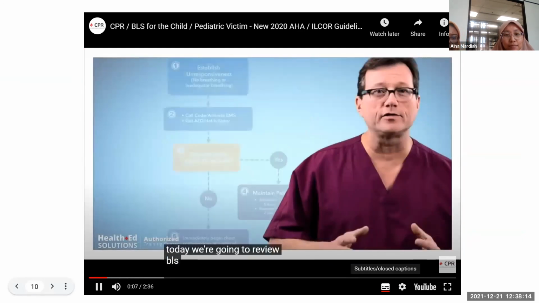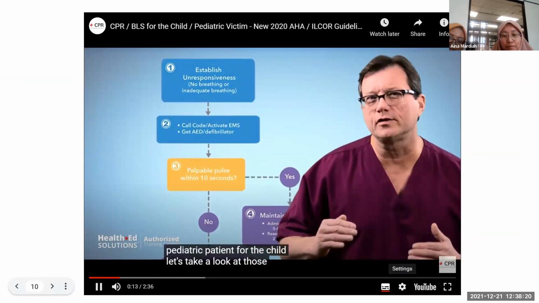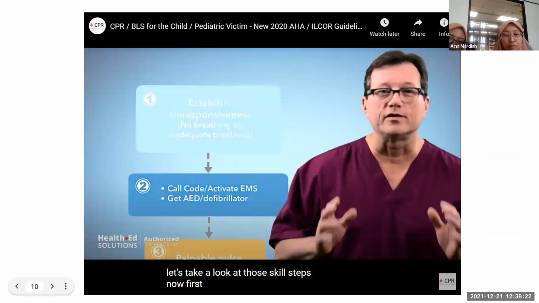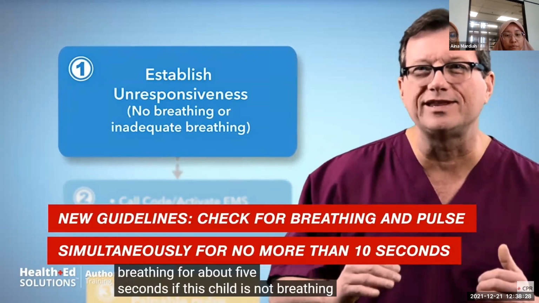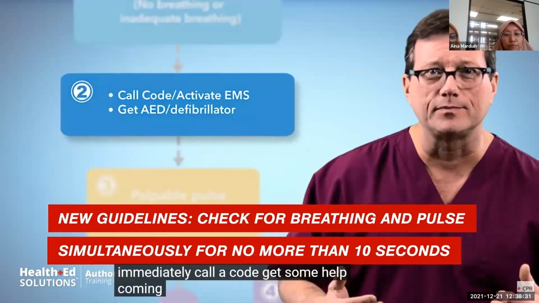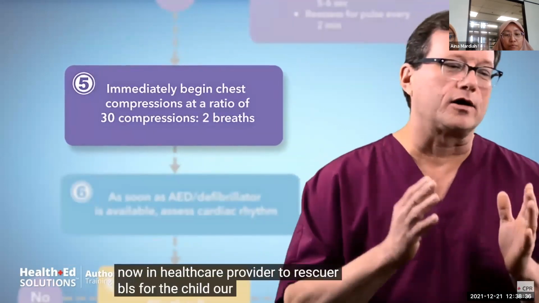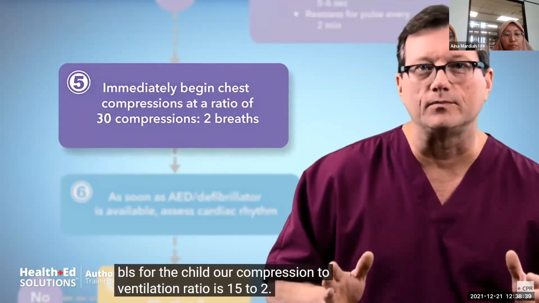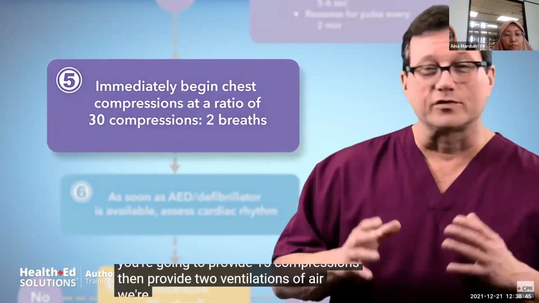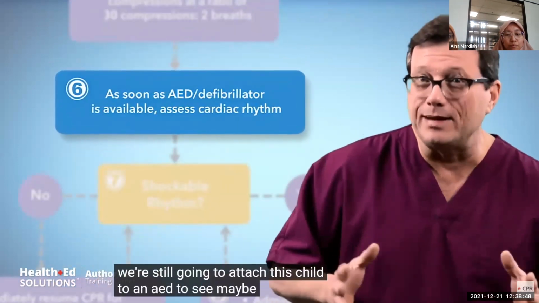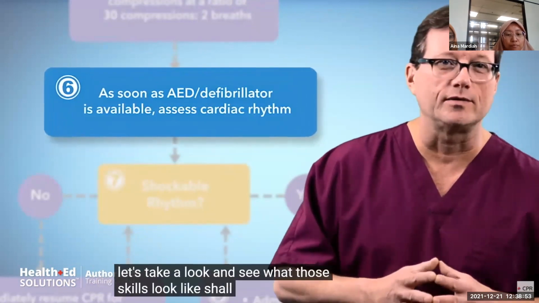Today we're going to review BLS for the healthcare provider for the pediatric patient, for the child. Let's take a look at those skill steps now. First, establish unresponsiveness. Next, look for breathing for about 5 seconds. If this child is not breathing, immediately call a code, get some help coming. Now, in healthcare provider, 2 rescuer BLS for the child, our compression to ventilation ratio is 15:2. You're going to provide 15 compressions, then provide 2 ventilations of air. We're still going to attach this child to an AED to see maybe if they are in a shockable rhythm. Let's take a look and see what those skills look like, shall we?